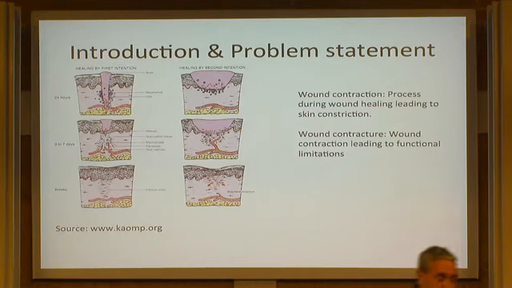As well as, of course, burn wounds are very ugly. You are left with hypertrophic scars, which make the face of a patient very, very ugly. So it's also an aesthetic component. And we are talking about wound contraction as a process during wound healing which leads to skin constriction. The doctors refer to a contracture, a wound contracture, not a contraction, if the wound contraction leads to functional limitations. So then you have a serious problem, right? And you mechanically have a serious problem.